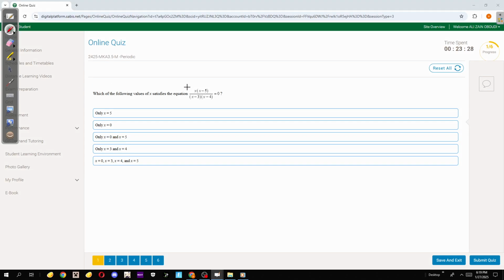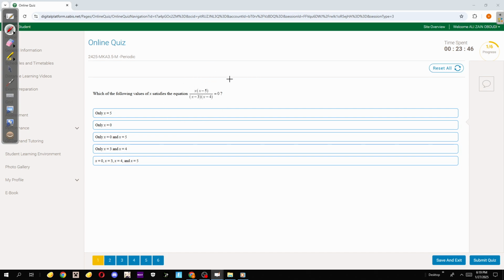Okay, hello everyone. Today I'm going to be doing the 3.5 course practice for algebra for the periodic that we have in week 7. Which of the following values of x satisfies the equation blah blah blah equals 0?